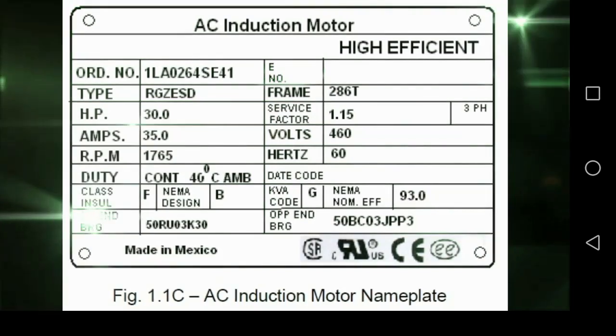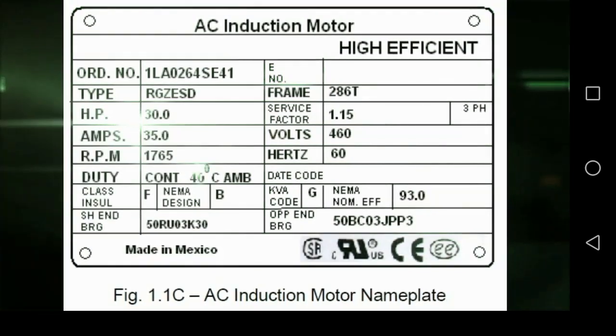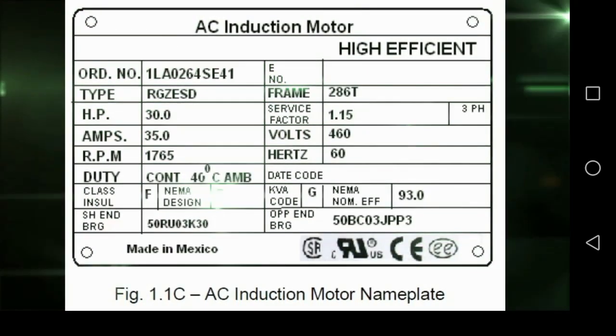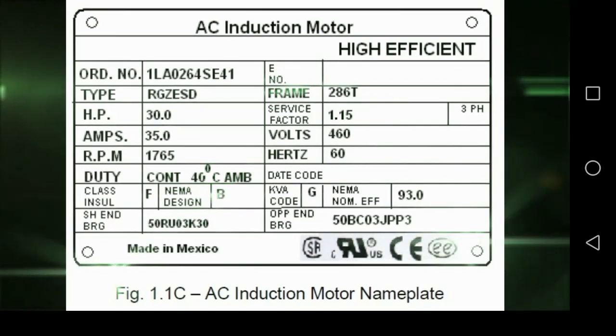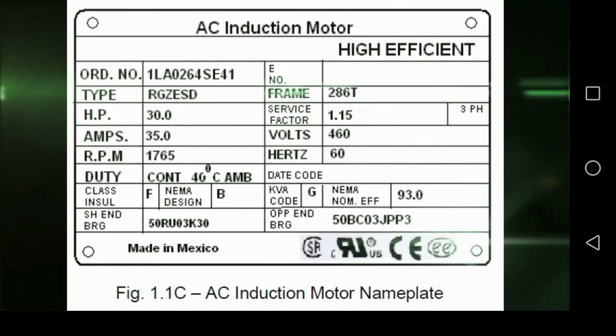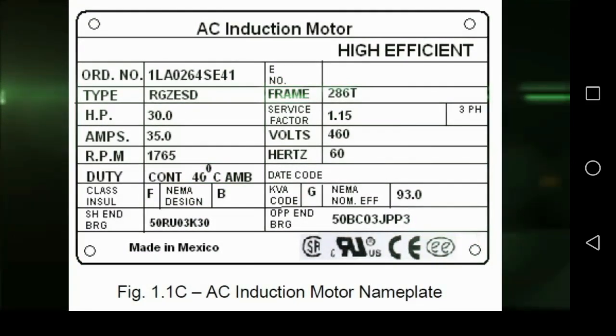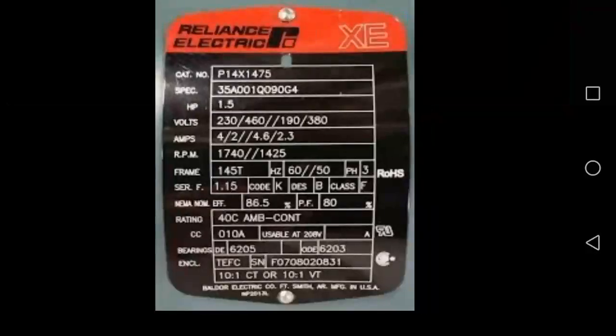Insulation is class F, the NEMA design letter is B, and the locked rotor kVA code is G, and the efficiency of the motor is 93%. The bearing driving side serial number and non-driving side serial number are also mentioned.